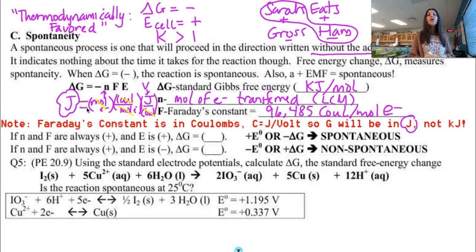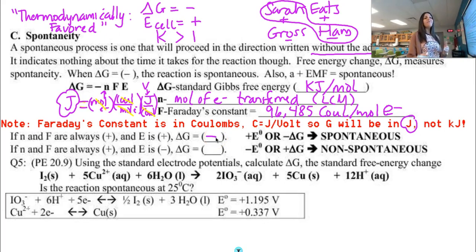Okay. So if your n and your F are always positive, because there is no negative for Faraday's constant and no negative for moles of electrons, it's always going to be a positive number, then what should your sign of delta G be? Well, it always has to be negative in that situation because it's a negative nFE. So keeping that in mind.